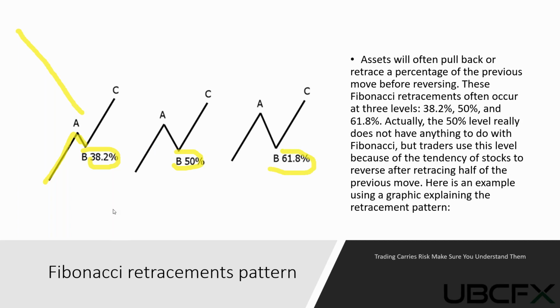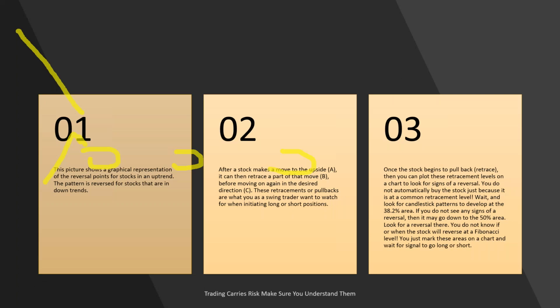So an asset will often pull back or retrace a percentage of the previous move before reversing. These Fibonacci retracements often occur at 3 levels, 38.2, 50, and 61.8. And actually, the 50% level does not have anything to do with Fibonacci, but traders use this level because of the tendency of assets to reverse after retracing half of the previous move.